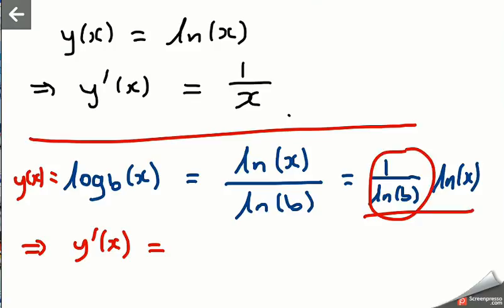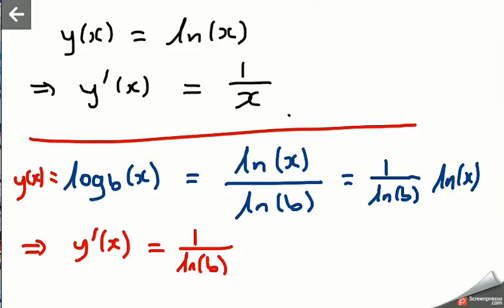Well, this is just a constant number, so that hangs out there, it doesn't change. So y prime of x is equal to 1 divided by natural log of b, and then we just differentiate that part. Well, we already worked that out. It's equal to 1 divided by x. So y prime of x is equal to 1 divided by natural log of b times 1 over x. And when you multiply fractions, you multiply top by top, bottom by bottom. So this is equal to 1 divided by natural log of b times x.